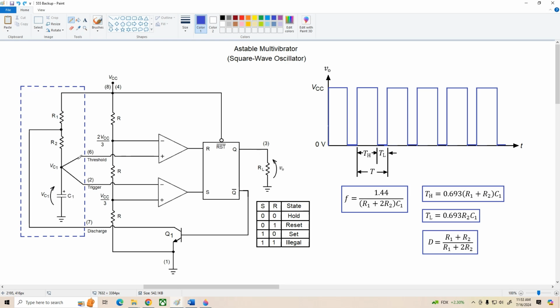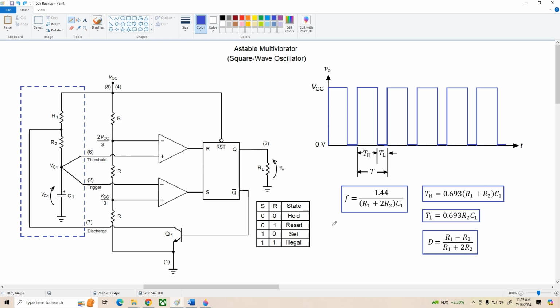Eventually, VC1 exceeds 2/3 VCC, which gives the reset command to the output latch. So Q goes low, Q0 goes high, turning on this transistor Q1, and that begins discharging the capacitor through R2. So the discharge time constant is R2 times C1.